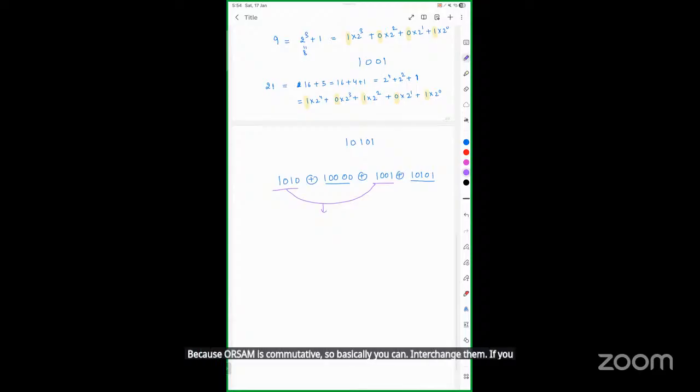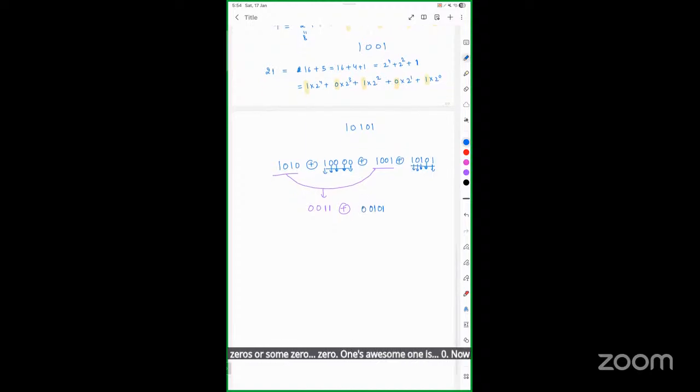So if you XOR sum them, 1 XOR 1 is 0, 0 XOR 0 is 0, 1 XOR 0 is 1, 0 XOR 1 is 1. So it will be 0, 0, 1, 1. Now if you look at these XOR sums, 0 XOR 1 is 1, 0 XOR 0 is 0, 0 XOR 1 is 1, 0 XOR 0 is 0, 1 XOR 1 is 0. Now if you add these two, you can first correct their size.